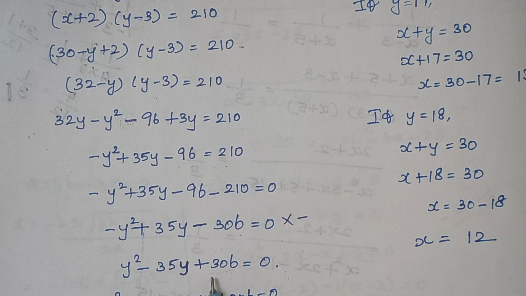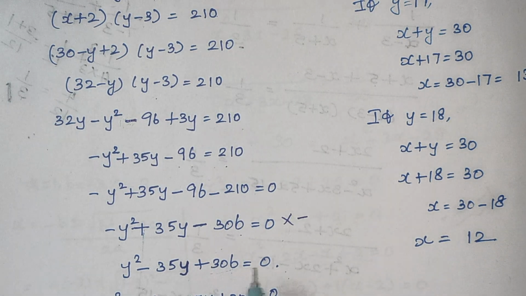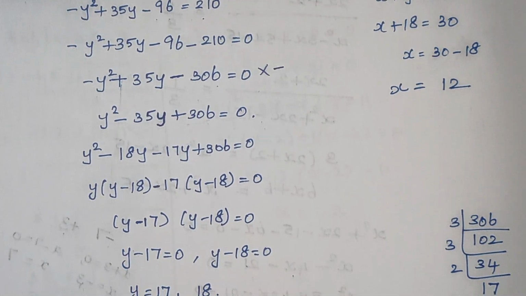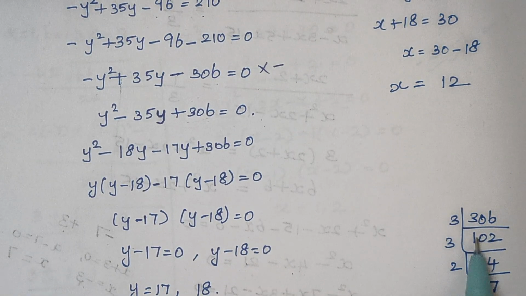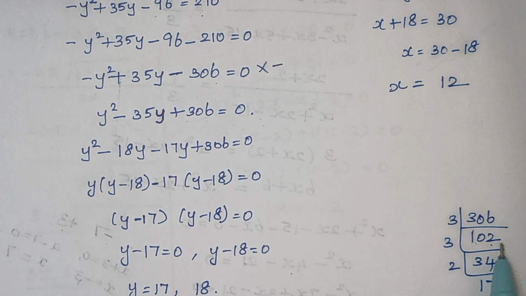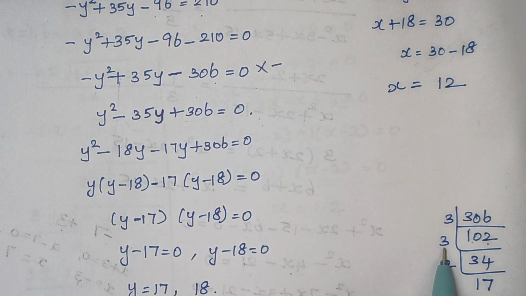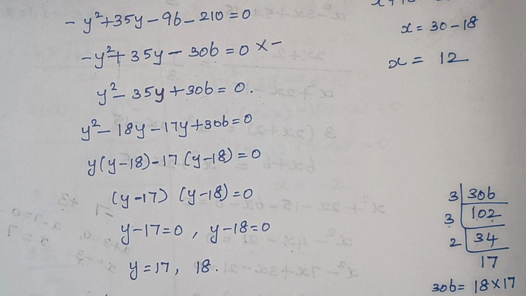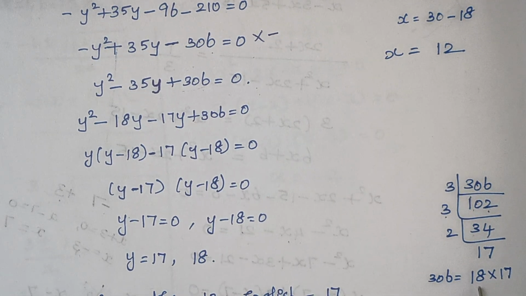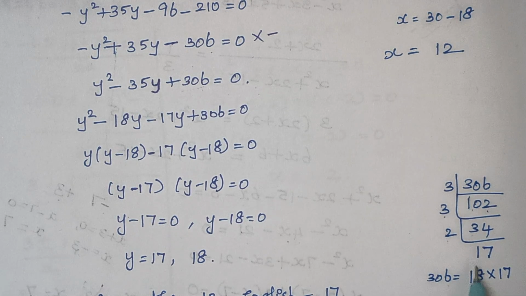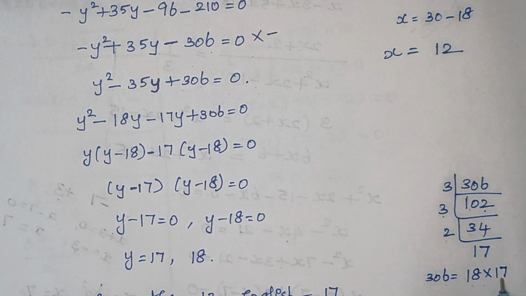So here I am going to find the factors of this 306. You see 306, I am starting with 3. Here 3 3s are 9, so 1, and the 0 here, and 3 2s are 6. So 102. Again I am dividing it by 3. So it becomes 34. I am dividing it by 2, and here I have 17. So this 306, I am writing it as: 3 3s are 9, 9 2s are 18. So 306 can be written as 18 into 17.